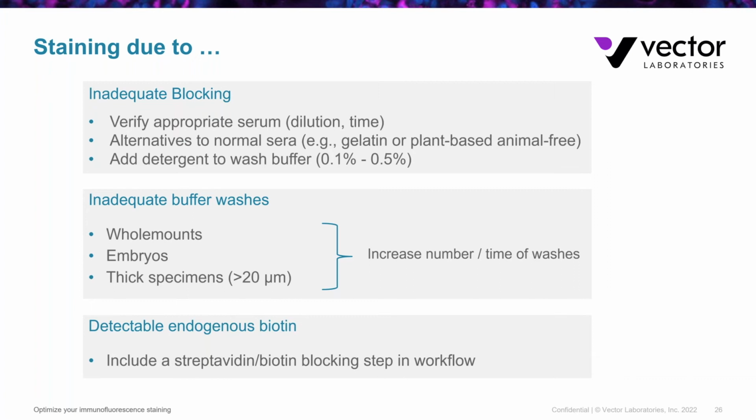Adding detergent into the wash buffers or diluents also is very effective in reducing hydrophobic interactions. About 0.1% to 5% of something such as Tween 20 or Triton X-100 are very effective and do reduce background.